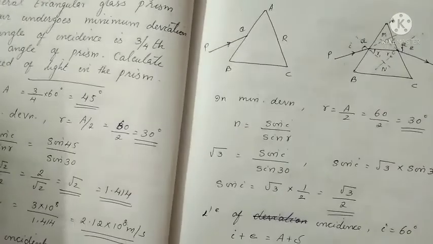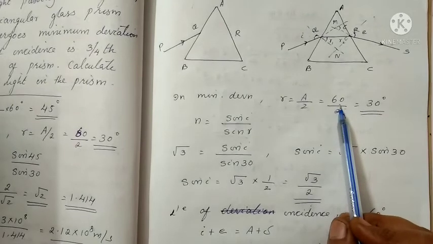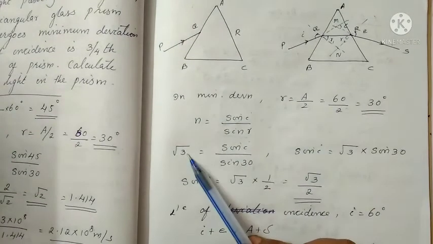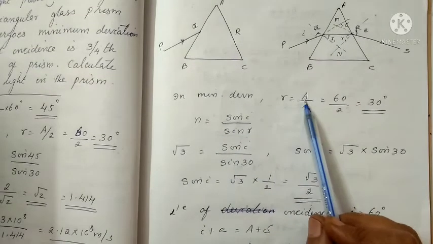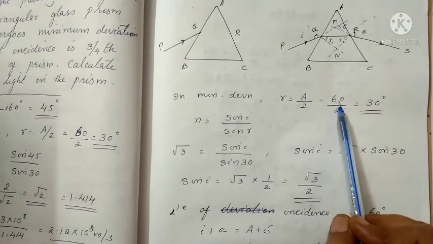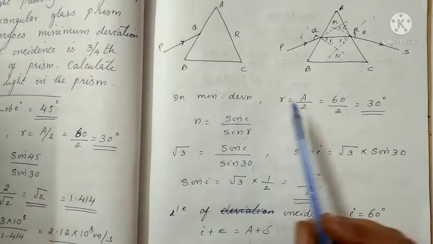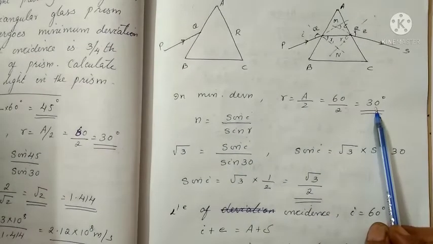Then next you want to find out the value of angle of incidence and angle of deviation. Here the angle of the prism is given, that is A equal to 60 degree, and refractive index of the material of the prism is n equal to root 3. Then from this, angle of the prism 60 degree, you want to find out R, angle of refraction. For the minimum deviation R equal to A by 2, so we get the value 30 degree.